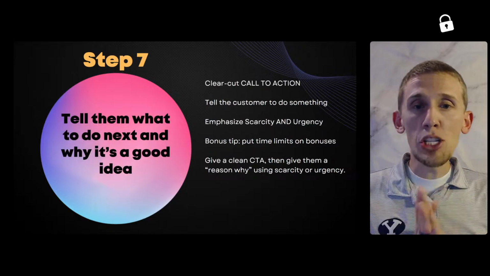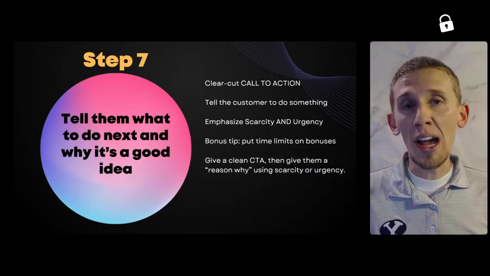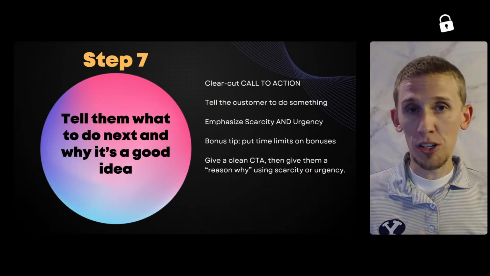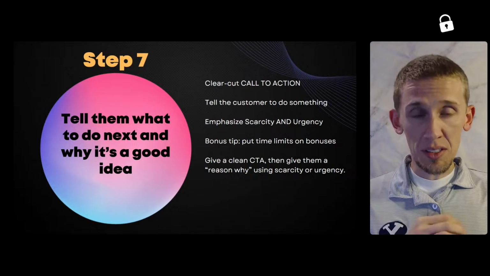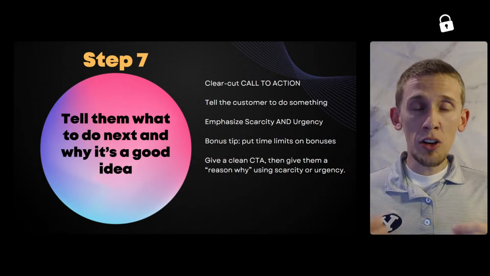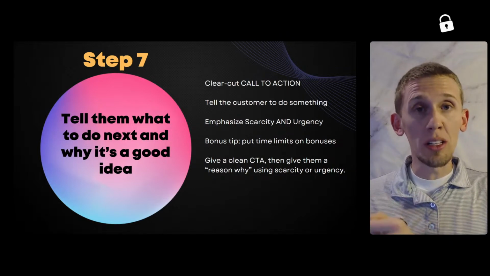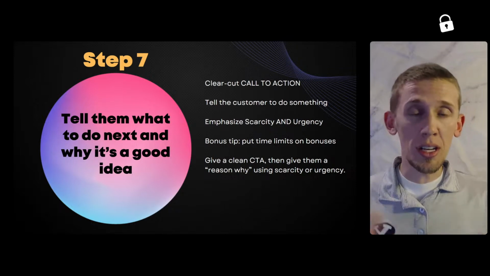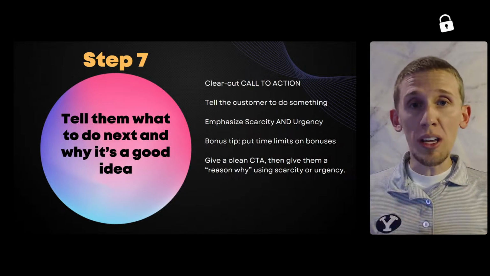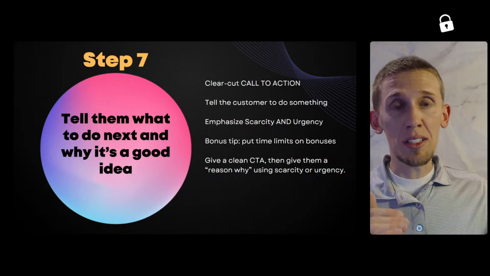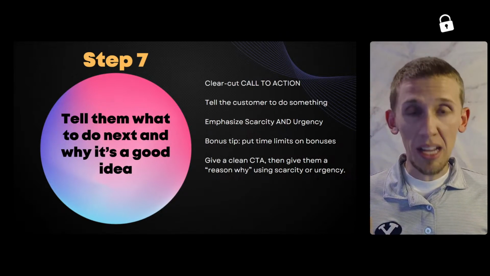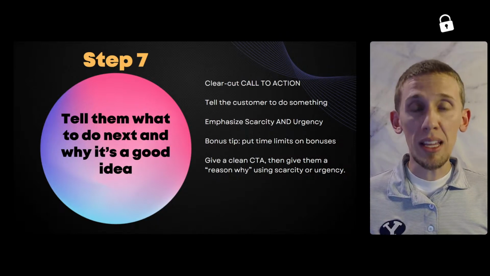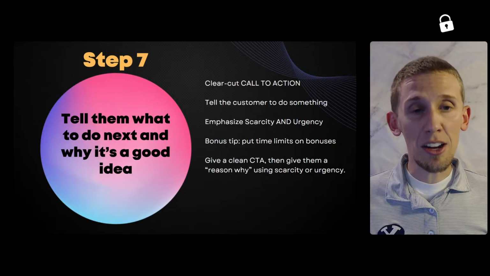And step number 7 is tell them what they need to do next and why it's a good idea. So in your lead magnet, you want to have a clear-cut call to action, or your CTA. This call to action is literally telling that person that's consuming the lead magnet what to do. So instead of just saying, oh, if you're interested, click on this link, it's like, no, if you want this result, you need to click this now, period. Making it bold, making it clear cut. You're telling the customer to do something. You're inviting them to take action.